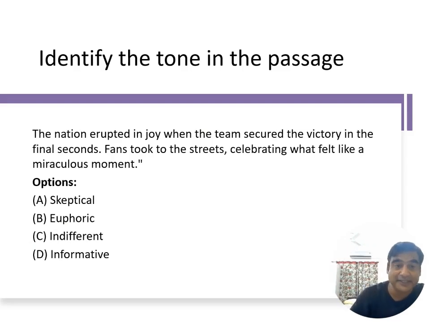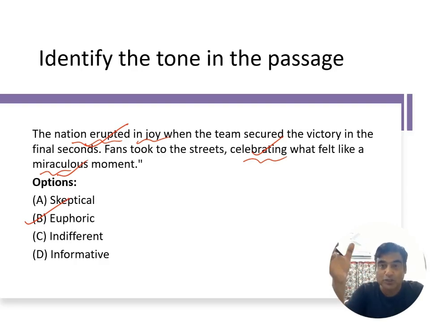Okay, the nation erupted in joy. So I think we have the answers. The nation erupted in joy when the team secured the victory. Fans took to the streets celebrating what felt like a miraculous moment. So we have the words miraculous, and the nation erupted in joy. So you would be euphoric. Euphoria is extreme joy, happiness.